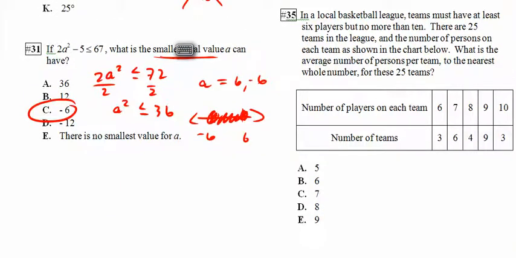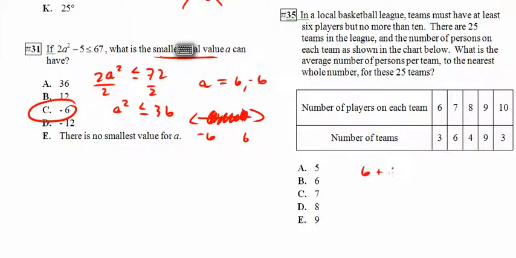Local basketball league teams have this, 25 teams in the league. So that's the number of teams here. If I add them up, I get 25. And 3 teams have 6, 6 teams have 7. So we need to add up all the players. Well, 3 teams have 6.